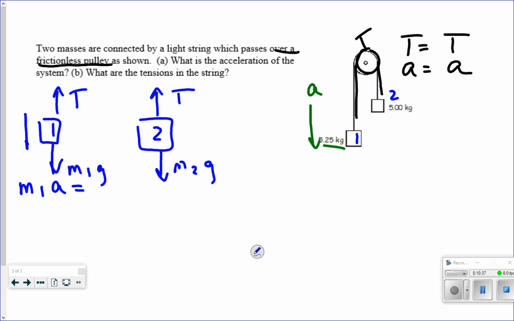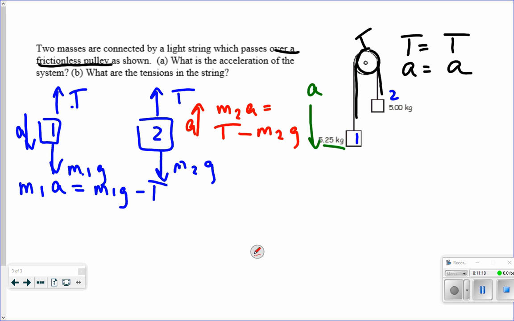Well, I know that block 1 is going down, so I know M1G has got to be bigger than the tension. Makes sense, I hope, right? It's going down, so that's got to be bigger, and that's got to be smaller. Now, if I look at the other block, I'll do this one in red, this block is going this way. It's going up. So M2A, right, net force, equals bigger minus smaller. Tension is bigger, M2G is going to be smaller.